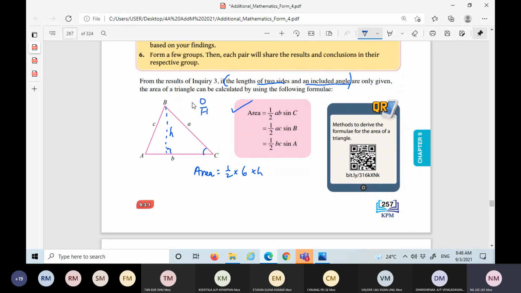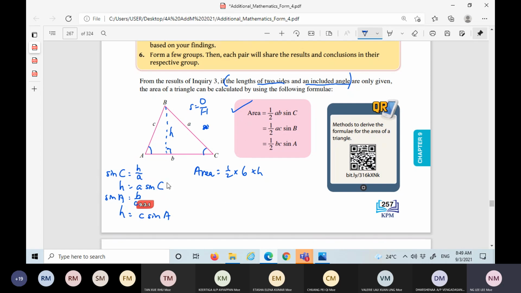So I have to use sine. Sine C is equal to H over A. Therefore H is equal to A times sine C. If on the other side, let's say this angle, same thing, O over H. So sine A is equal to H over C. Now the hypotenuse, this side, is C. Therefore H is C times sine A.